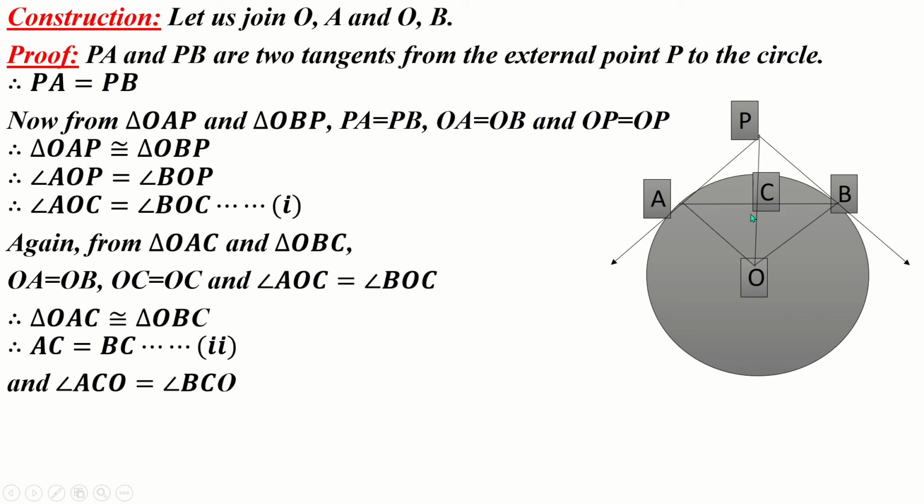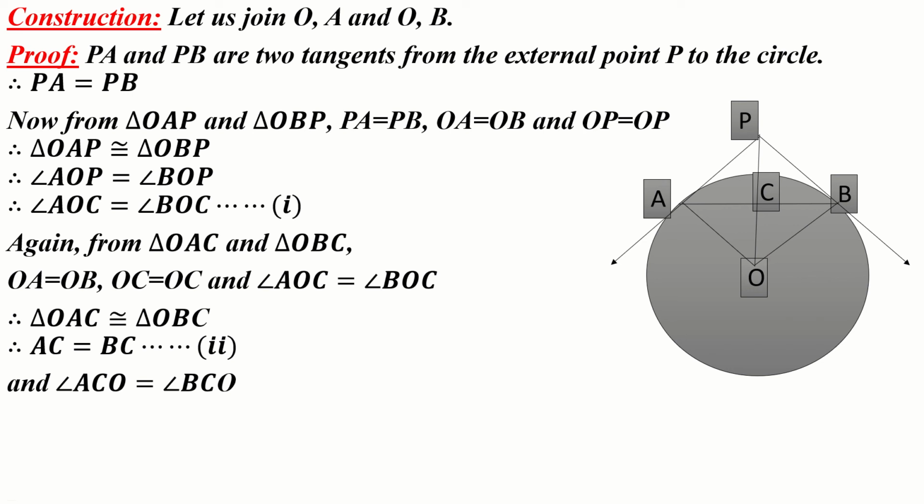That means this angle is equal. We had already proved AC equal to BC. Now we have to prove ACO and BCO are right angles, because we have to prove OP is the perpendicular bisector. Perpendicular bisector means this angle and this angle will be 90 degrees. So now we'll prove ACO and BCO equal to 90 degrees.